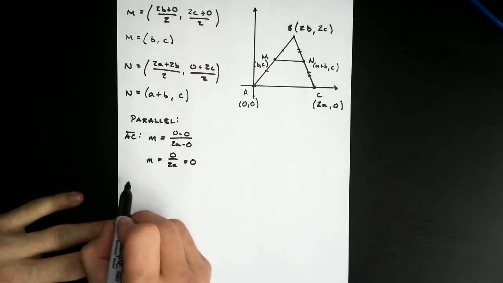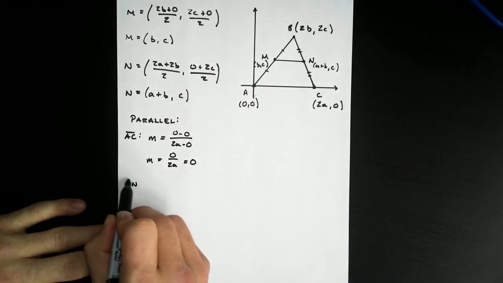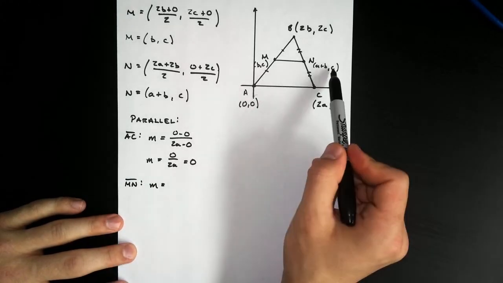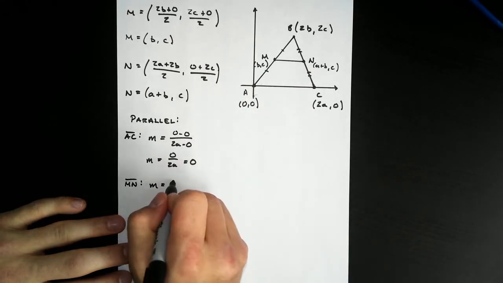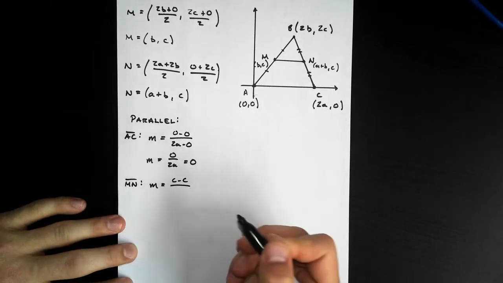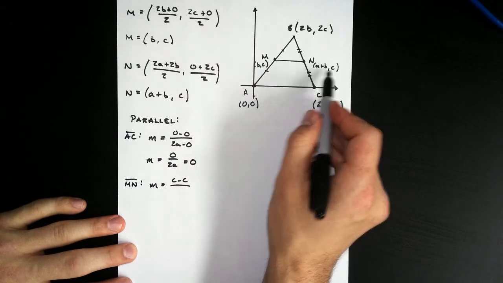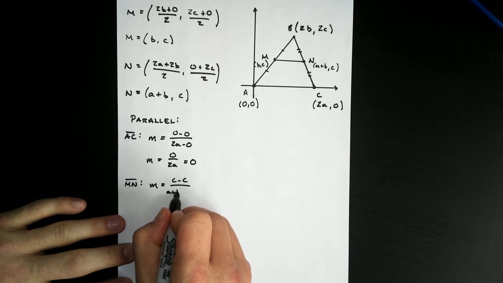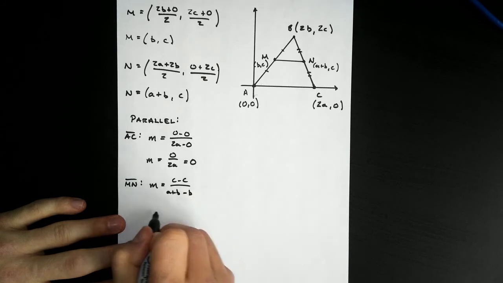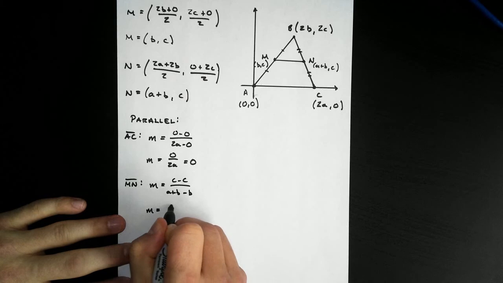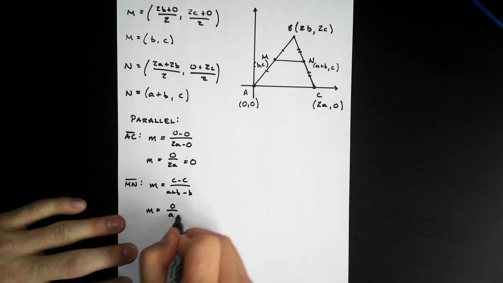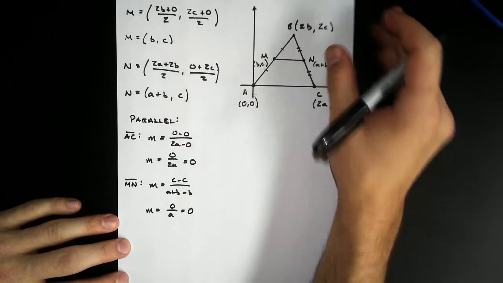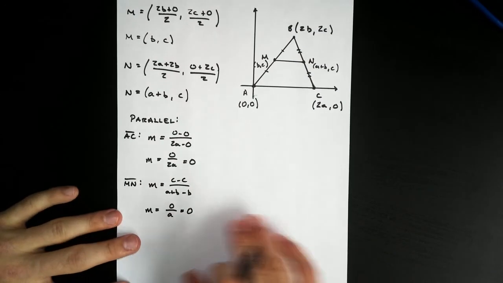Okay, now let's find the slope of mn. So again, if I look at these two y values, I see that they are the same. So this should end up being horizontal as well. We subtract the y values, c minus c. And then we have our two x values, a plus b, and then minus b. So our slope is 0. The b's cancel out, 0 over a. So the slope is 0. So because they have the same slope, they are parallel to each other.